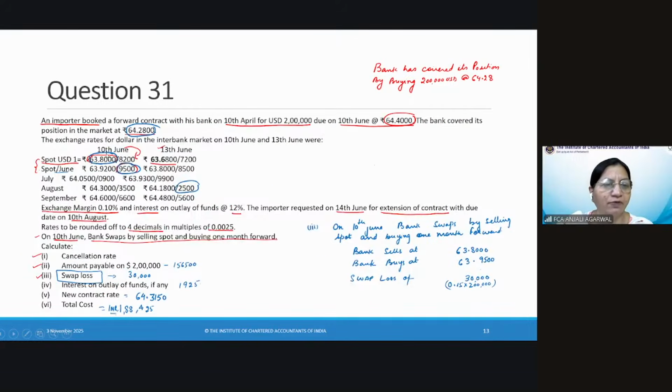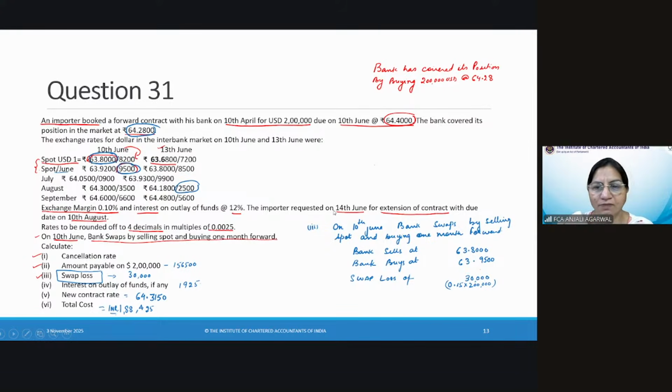Another thing the bank will do on 10th June, when the customer does not turn up, is a swap. It will sell the dollars it had bought at 64.28 at 63.80, but will again buy for the customer at 1 month forward. So it will buy at 63.95. Buying at 63.95 and selling at 63.80 is a swap loss of 15 paisa per dollar, 200,000 into 15 paisa. 30,000 would be the swap loss to the bank.